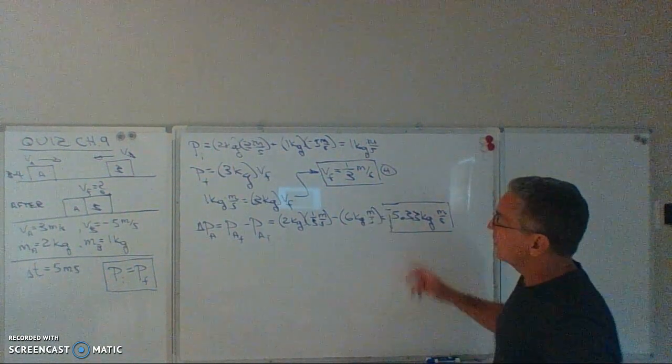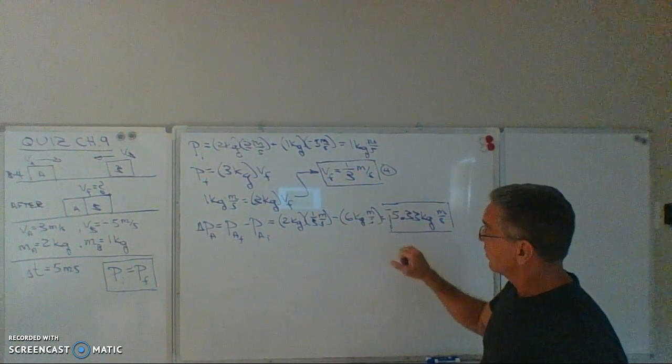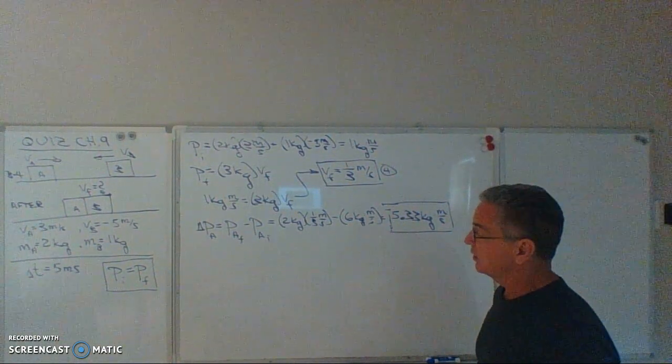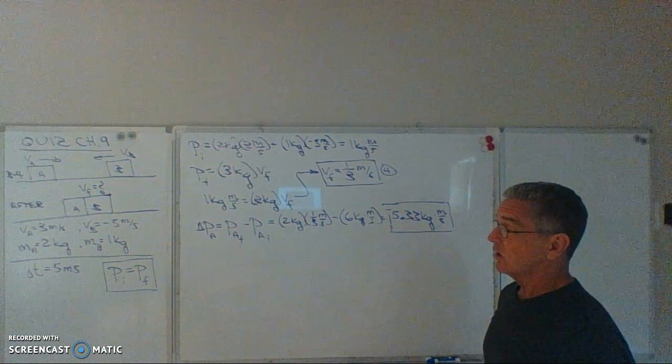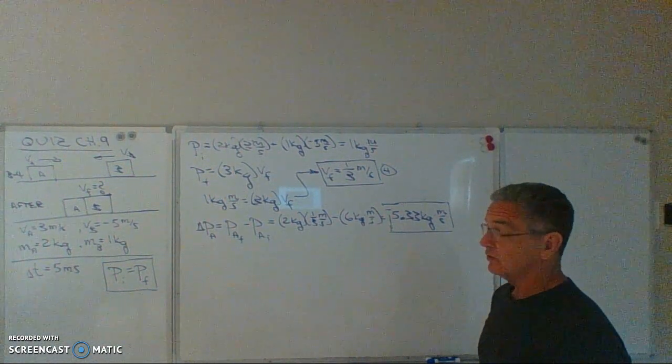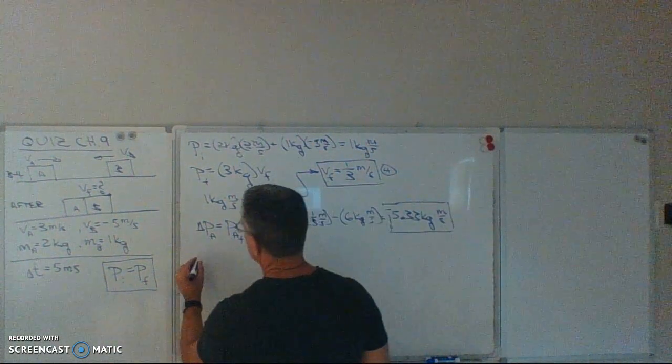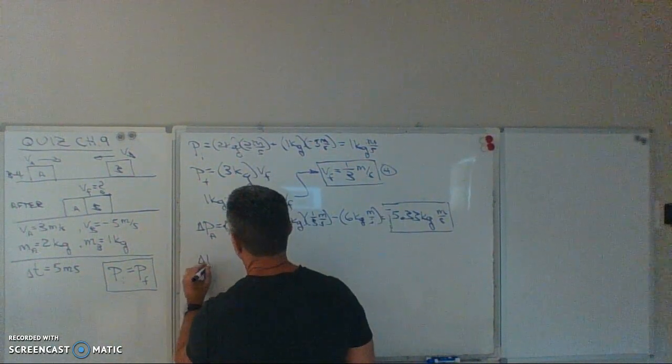So it's lost momentum. Block A has lost momentum. How much? 5.33 kilograms meters per second of momentum has been lost. The block was initially going faster than it was after the collision, so it's lost velocity, so it's lost momentum. So what about the change in momentum of block B?